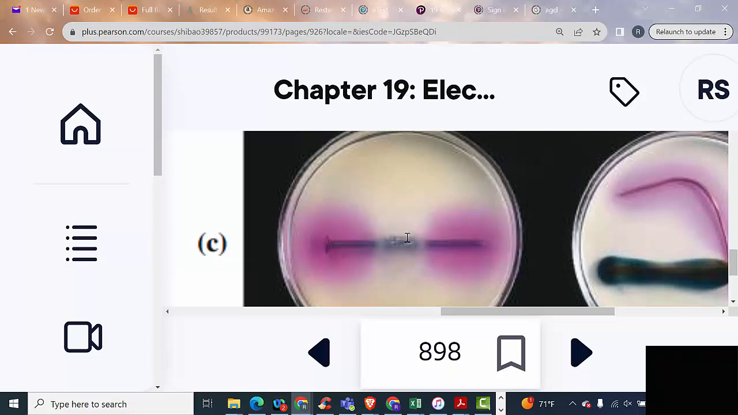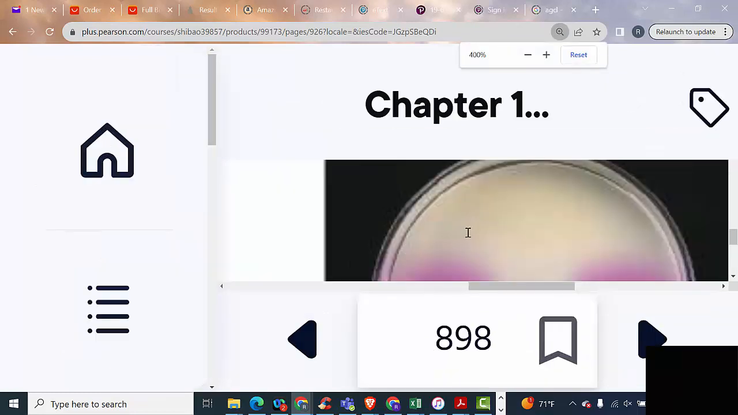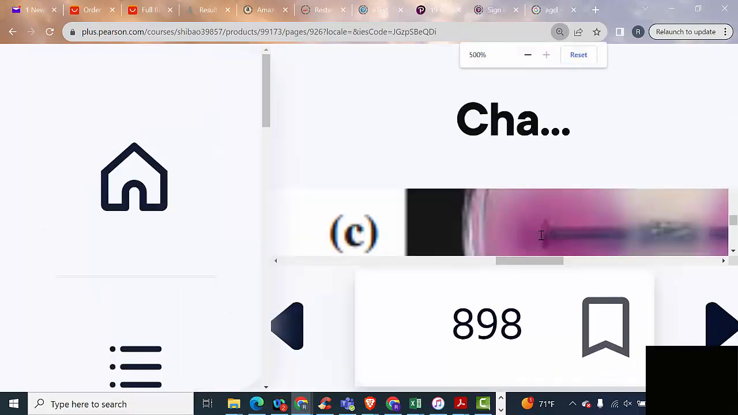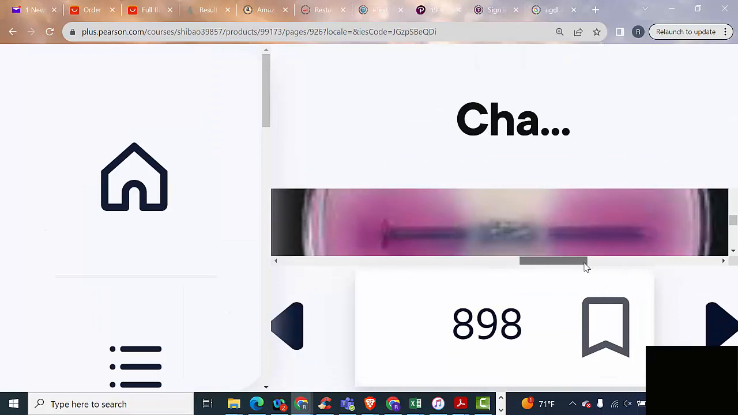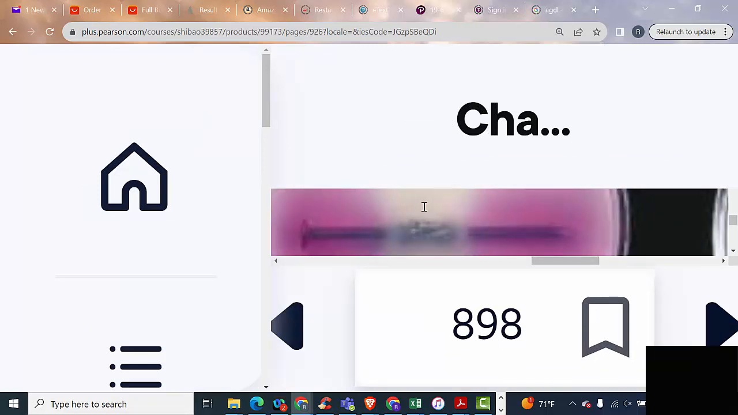Zinc is also a heavy atom, so it moves sluggishly. But do you see the precipitate around here? What color is that precipitate? It's actually white here. Do you see the white precipitate there? That's zinc hydroxide. Zinc hydroxide is a white precipitate.